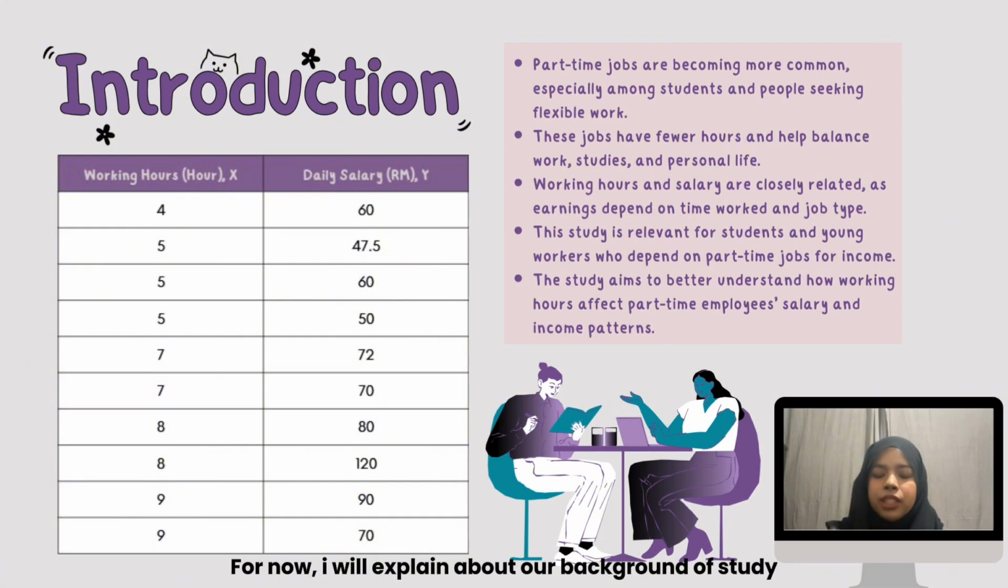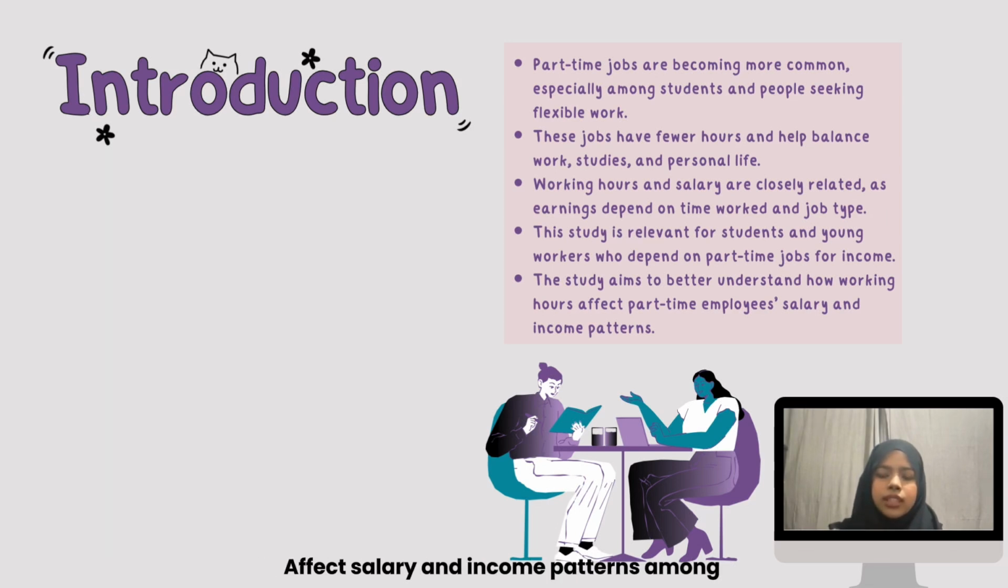For now, I will explain about our background of study. So, part-time jobs are becoming more common, especially among students and people who need flexible working hours. These jobs help individuals balance work, studies, and their personal life. Since salary usually depends on the number of hours worked and job type, working hours and income are closely related. This study is important because many students and young workers rely on part-time jobs for financial support. Therefore, our study aims to understand how working hours affect salary and income patterns among part-time employees.